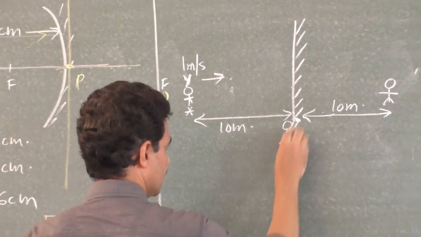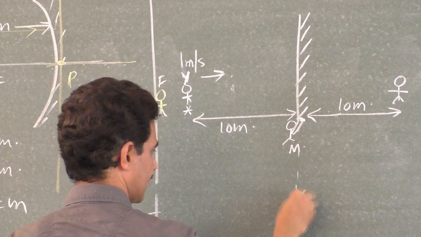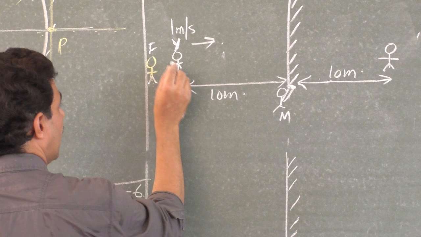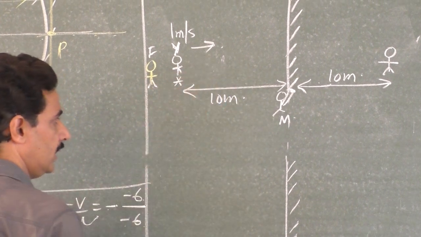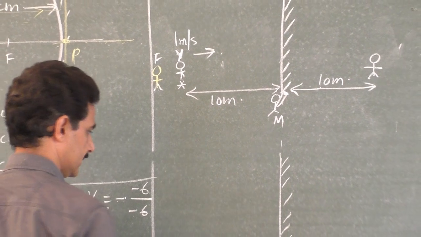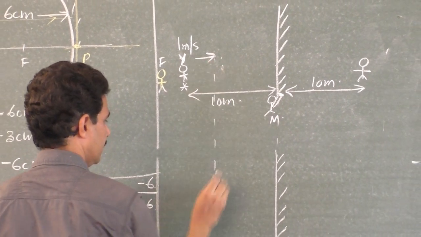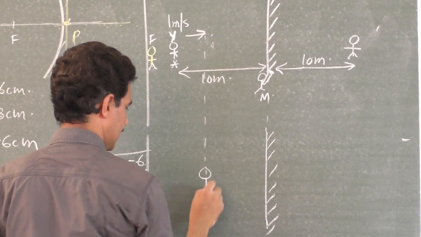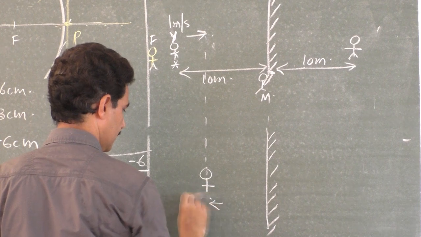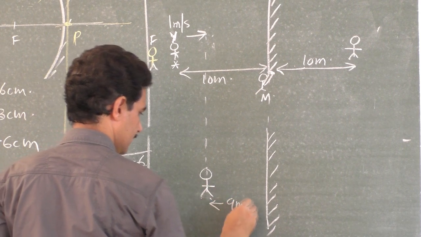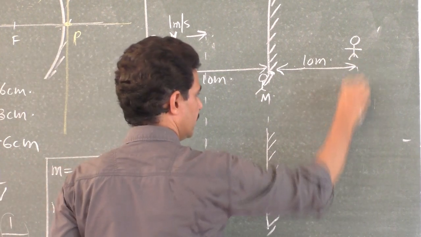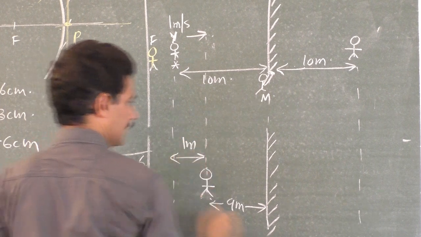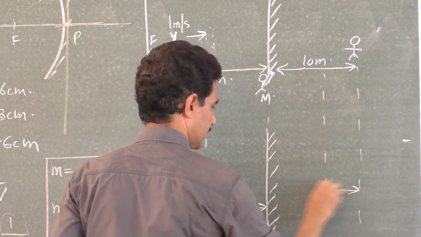Now, what will be the situation after 1 second? Let us see what happens after 1 second. After 1 second, you will move by 1 meter forward, and the new distance is 9 meters. So you will move by 1 meter forward. Okay? So now your new distance is 9 meters, and your image also will move by 1 meter forward. So this is 1 meter, right? And the image will also move by 1 meter forward.